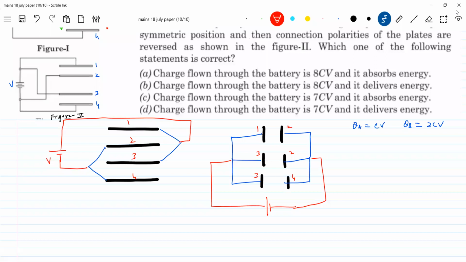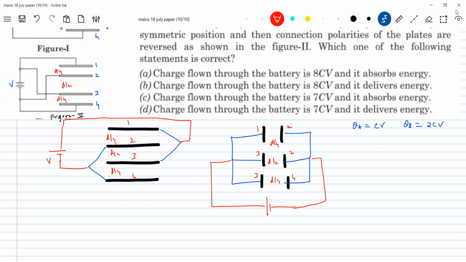Now bring in the distances. The distances matter a lot. What about the distances here? How much have they become? This is d by 4, d by 2, d by 4. The same thing we are drawing here. This will be d by 4, d by 2, d by 4.